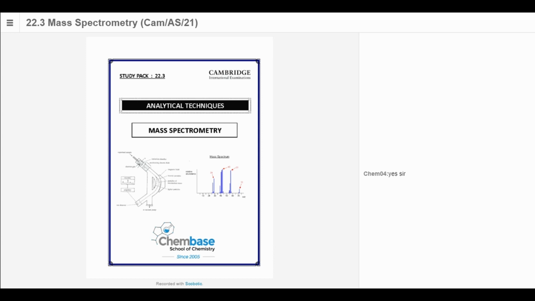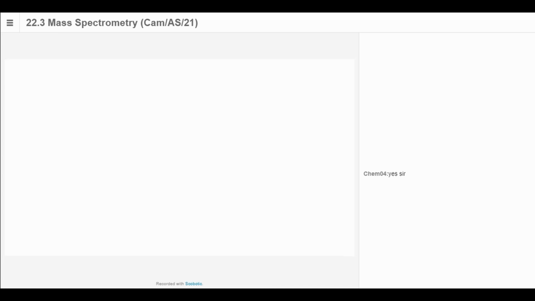As for spectrometry, there is no such electromagnetic radiation involved in the technique. So it's wrong to say mass spectroscopy. It's mass spectrometry. So in spectrometry, there is no interaction of the electromagnetic radiation.